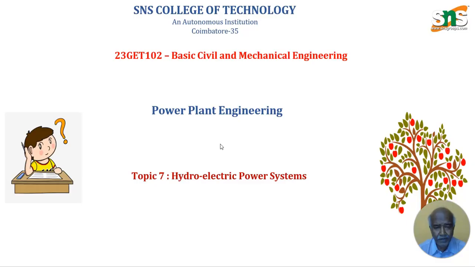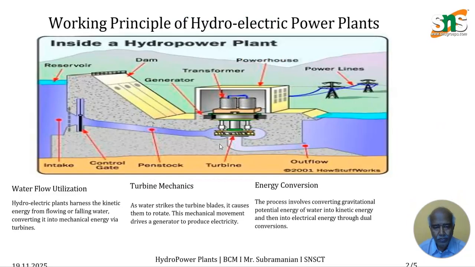In this session, we are going to see about power plant engineering. The topic is hydroelectric power systems. The main purpose of a power plant is to generate electricity, and there are different methods to do so. Here, we are using the hydroelectric power plant. It is a pollution-free power plant, and the maintenance cost is lower compared to other power plants.